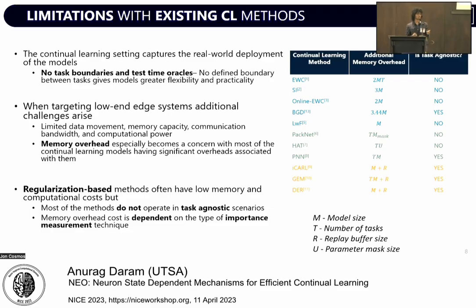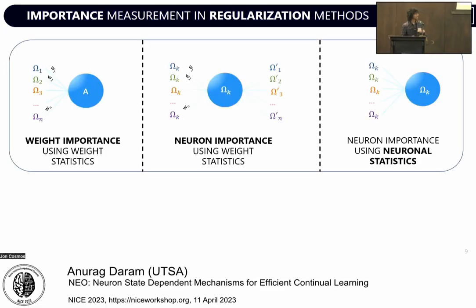However, there's a catch here. Most of these methods do not operate in task agnostic scenarios. And the memory overhead cost also depends on the type of importance measurement technique used for the regularization method. Coming to importance measurement techniques, there are 3 different ways we can measure importance in regularization based approaches. One is weight importance using weight statistics, in which each synapse or weight gets an additional importance parameter, and that parameter is the additional overhead for the network. That parameter is determined either by looking at how the weights are changing or moving based on the task shift, or based on how the gradients or the loss function are observed when the task shift occurs.